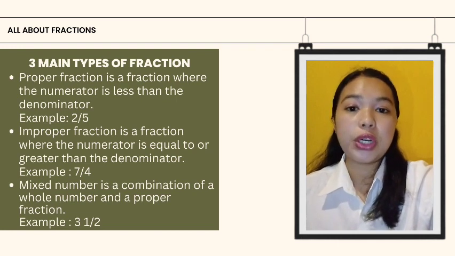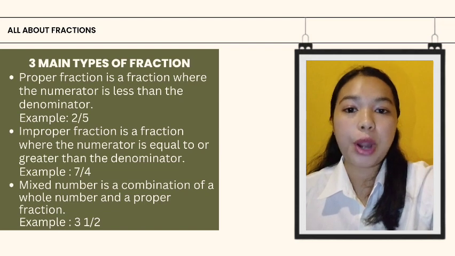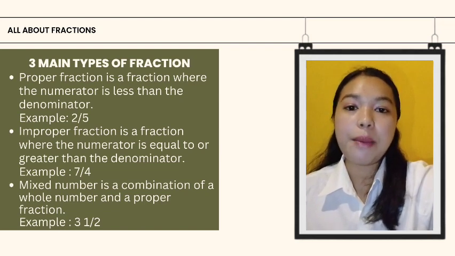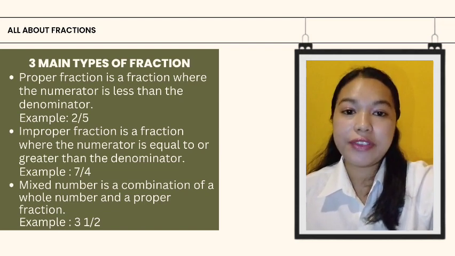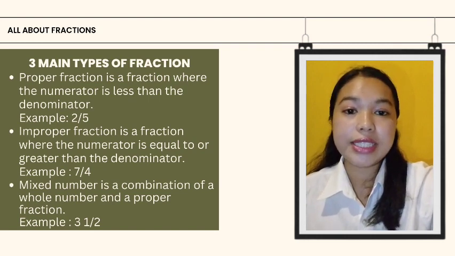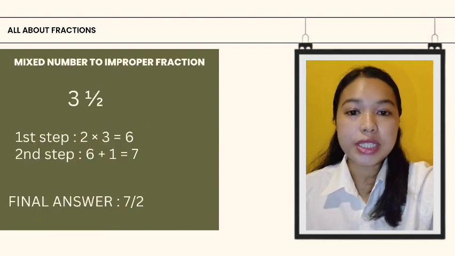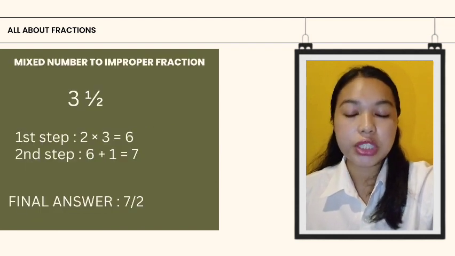A mixed number or a mixed fraction is a combination of a whole number and a proper fraction. So for example, 3 and 1/2 is a mixed number, where 3 is a whole number and 1/2 is the proper fraction. How to change a mixed number into an improper fraction?